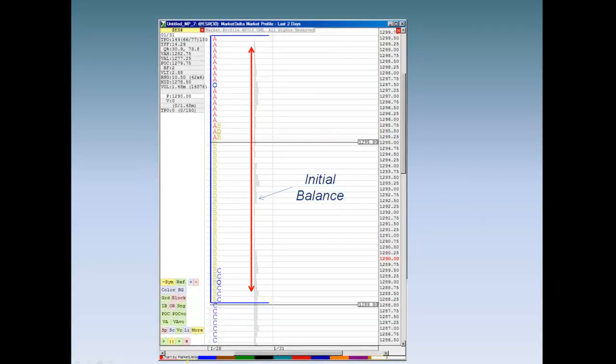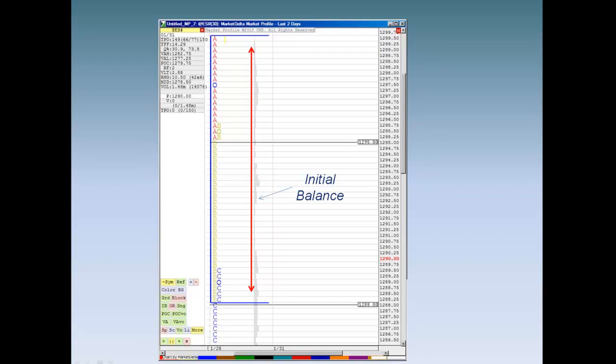All right, now let me give you another example where in fact it becomes very self-evident and very easy for us to identify where the low or the high, or the extreme value, if you will, is for that particular day. Once again, we're going to look at the initial balance period, which is made up of period A and period B. But look at how easy it is to tell on this particular day where my high for the day is going to be.